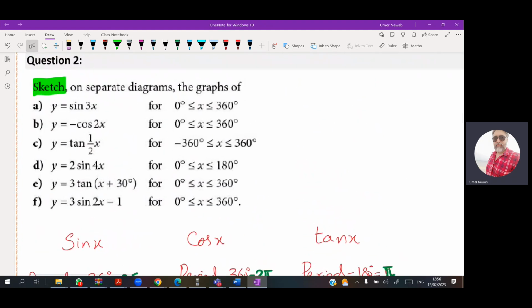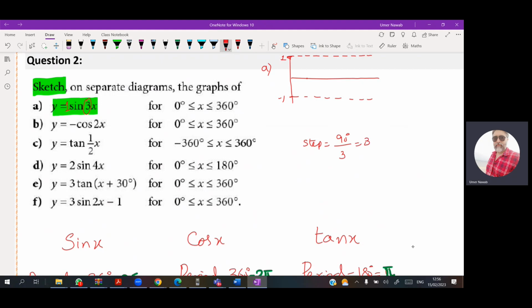Okay, the first one is y is equal to sine of 3x. So if I'm doing y is equal to sine of 3x, first thing is my amplitude is 1. So I will be staying between 1 and -1. Right. Let me draw my dotted lines. Now 3 is my frequency. If 3 is my frequency, I want to know my step. My step is equal to 90 degrees, not 360. For period, I write 360. So 90 degrees divided by frequency, which is 3. So 90 divided by 3 is equal to 30 degrees.